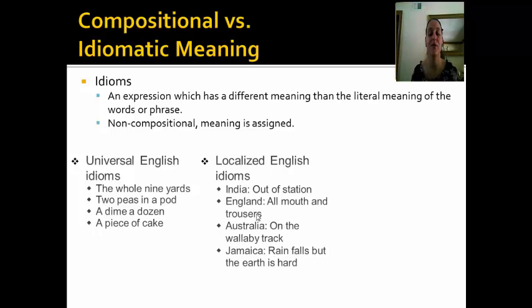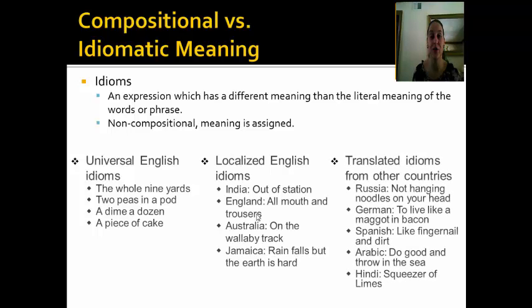Australia, if you have somebody who says on the wallaby track, what that means is it's unemployed, that person's unemployed. In Jamaica, there's an idiom that says rain falls but the earth is hard. And what that idiom means is that times are tough. Okay, now I have a third set that I want to show you.